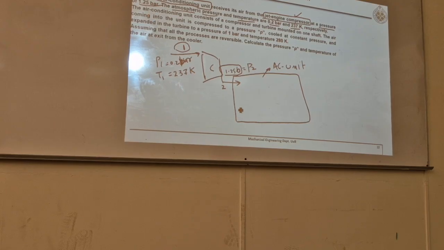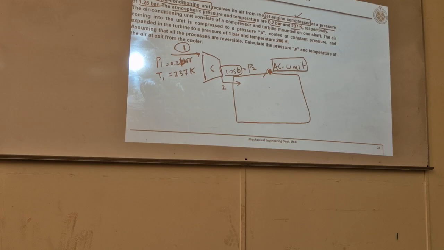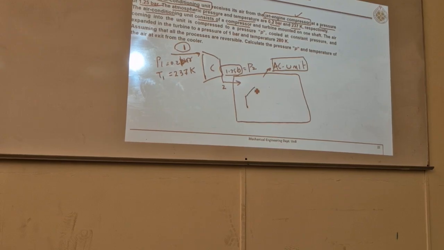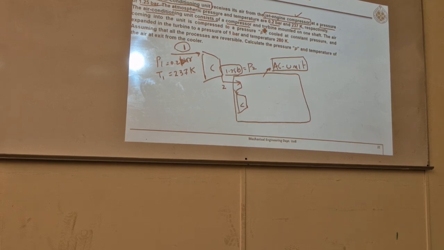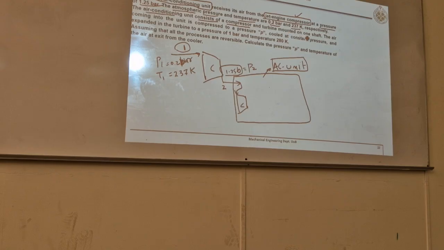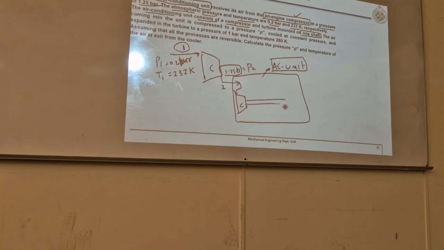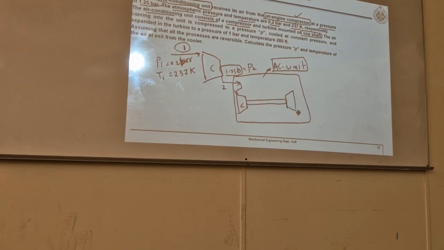Now it is explaining the air conditioning unit. The air conditioning unit consists of another compressor. So here you have another compressor. Okay, let me show it like this. The air conditioning unit consists of a compressor and turbine mounted on the same shaft, on one shaft. So there is a compressor, there is a turbine, both are mounted on one shaft.